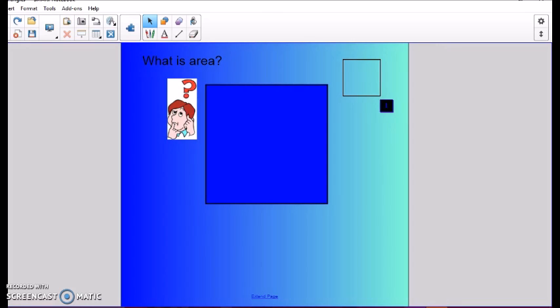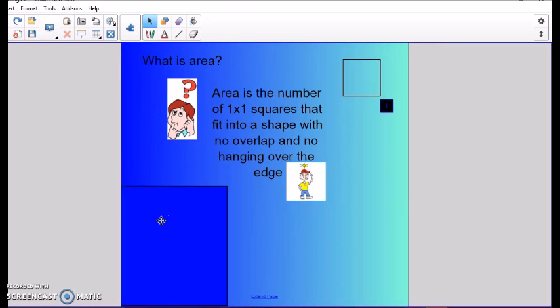Well, what is area to begin with? Area is the number of 1x1 squares that fit into a shape with no overlap and none of them hanging over the edge, but you can use a fraction of the square. And so this is kind of what it looks like. If I had my shape up here, it'd be the number of these 1x1 squares that could fit into the shape.